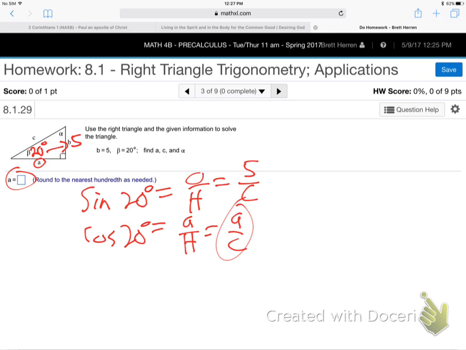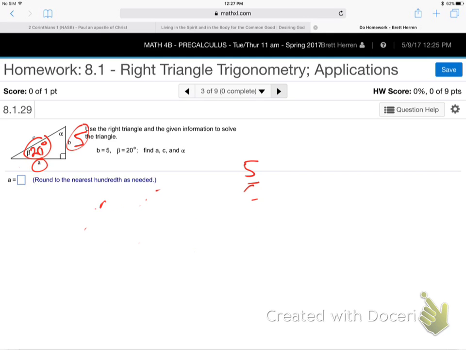All right, now let's think more carefully. You've probably figured it out by this time. What you want to do is look at what you have. You want to look at that 20, look at that 5, and look at what you want. You want little a, right? You need some trig relationship that connects the little a and the 5 and the 20.